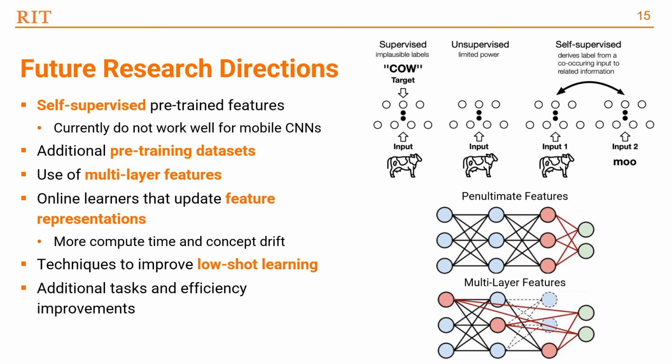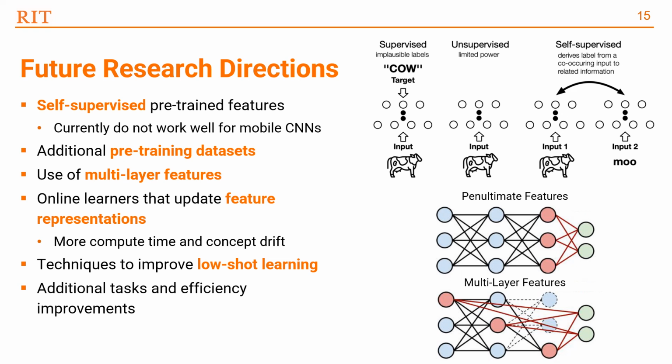Our work provides several avenues for future research. First, we performed a supervised pre-training phase on the ImageNet-1K dataset for the backbone CNNs. In the future, it could be interesting to explore the use of self-supervised pre-training. The challenge with this is that self-supervised learning does not currently work well for mobile CNNs. It could also be interesting to study additional pre-training datasets outside of ImageNet-1K.